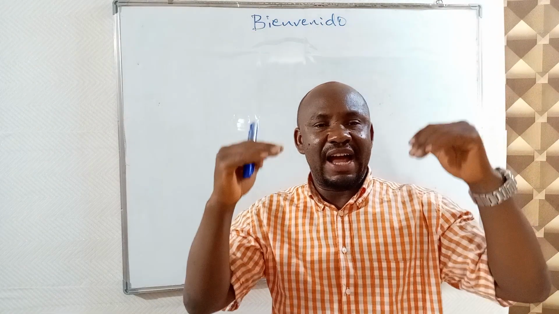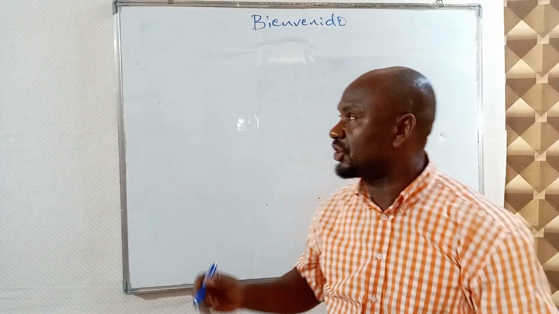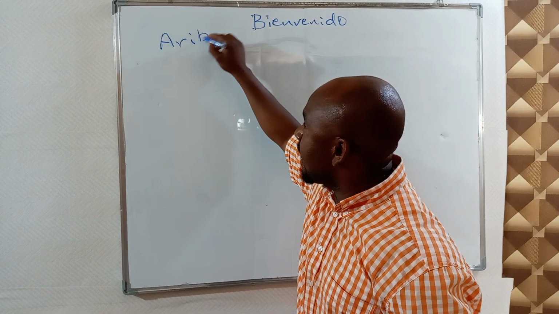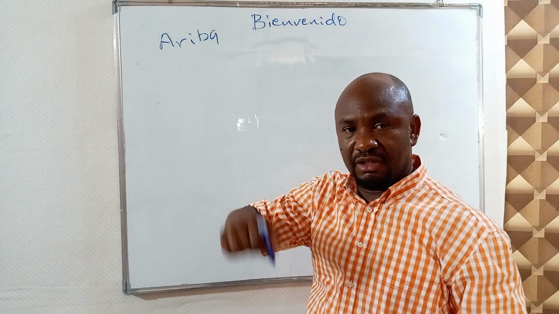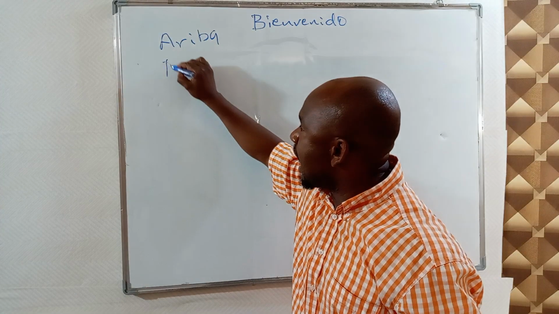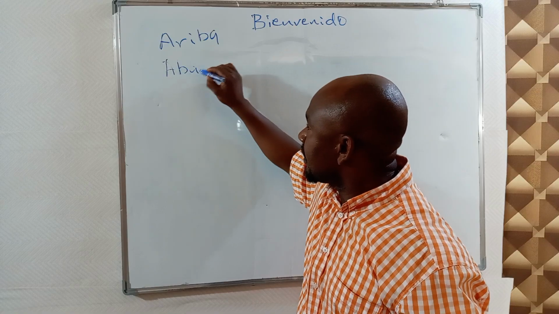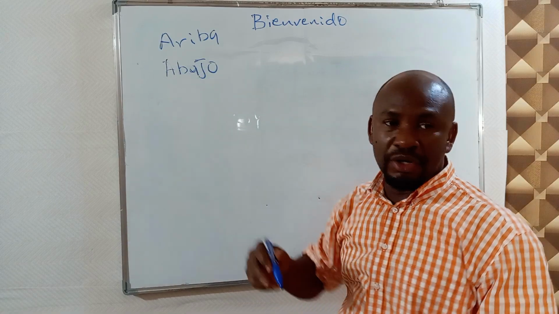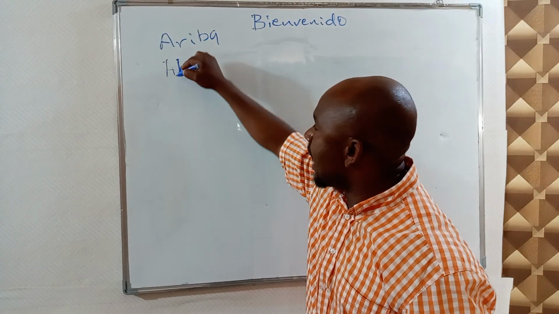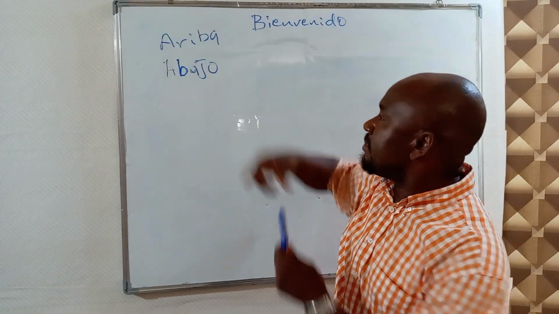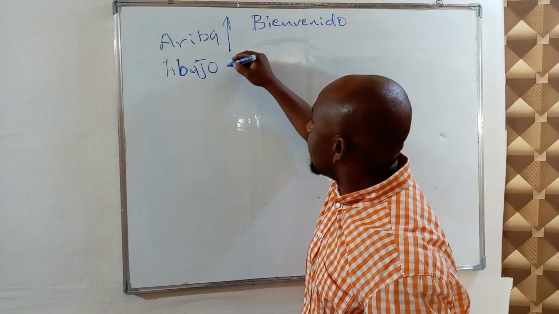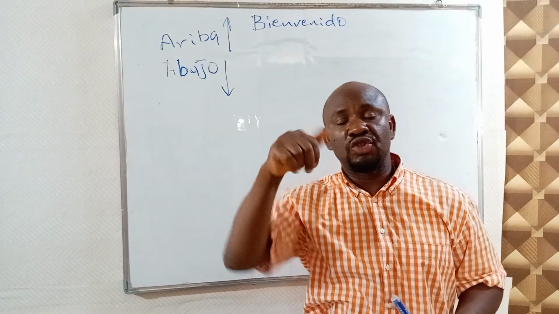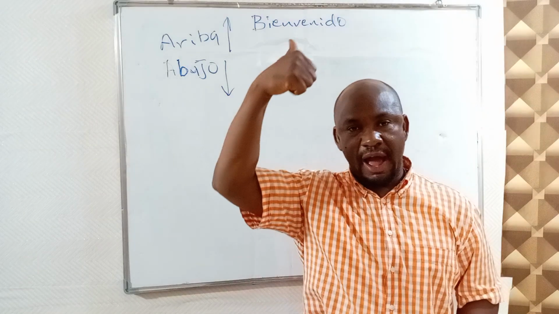Arriba. What does that mean? Higher, higher, higher. That's what I mean. Arriba, right? Then if you say down, down, down, what is that? Abajo. Remember, we're going to be making use of all this. Arriba, abajo. Nobody wants to go down in life. Everybody wants to go higher.